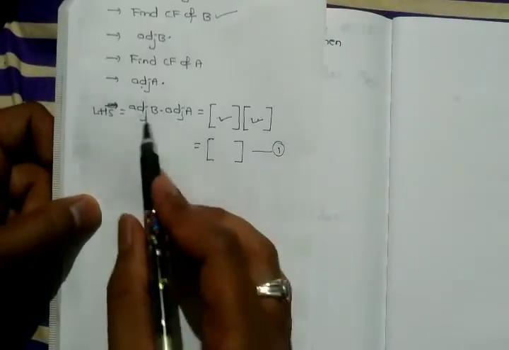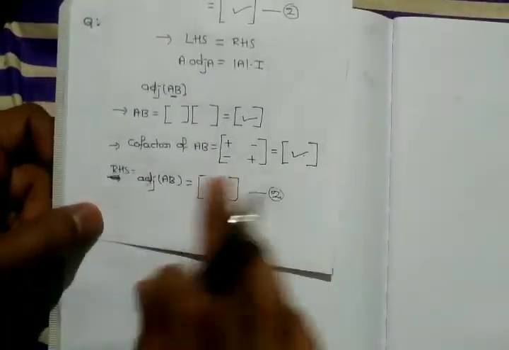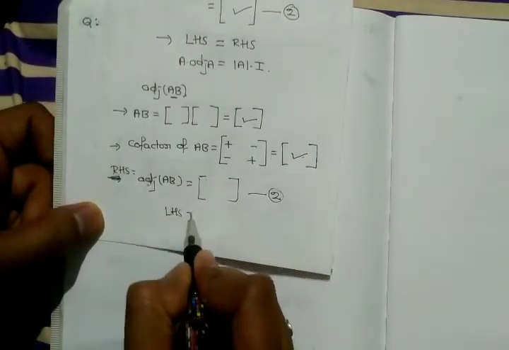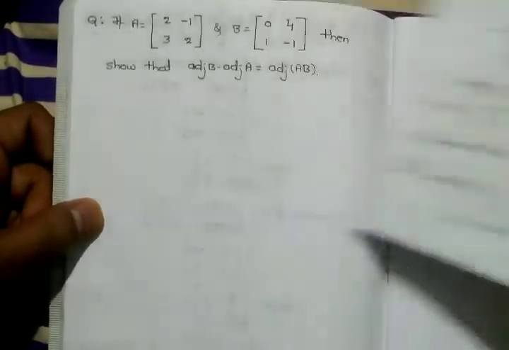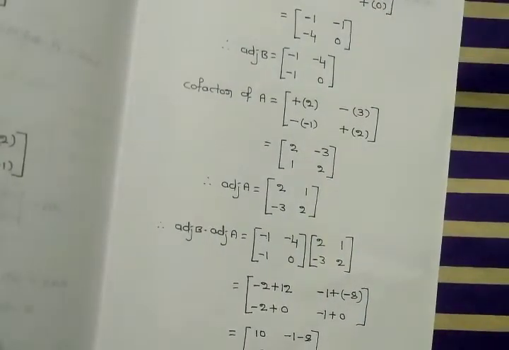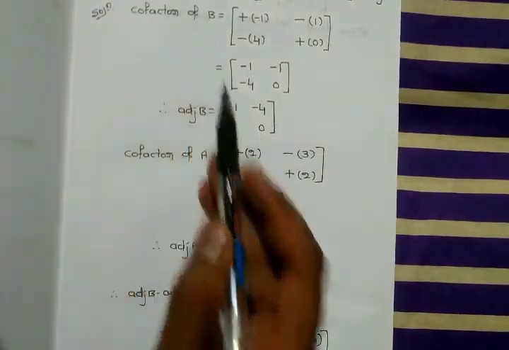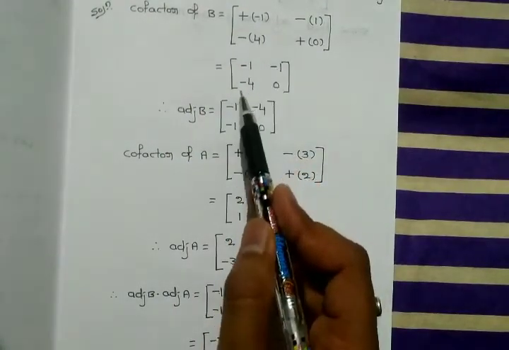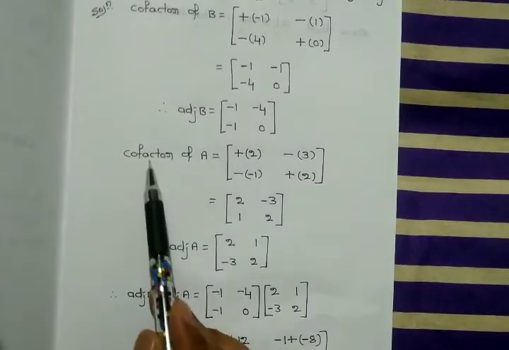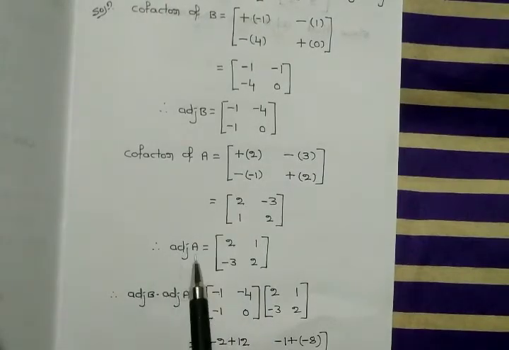Next, you have to compare the adjoint of B into adjoint of A value with adjoint of AB. If both values are the same, then only the left hand side is equal to the right hand side. In the previous examples we already solved these separately. Now we are going to combine them. First, find the cofactor of B. You will get minus 1, minus 1, minus 4, 0. Take the transpose, and you will get adjoint of B. Next, find the cofactor of A. Take the transpose of this, and you will get adjoint of A.